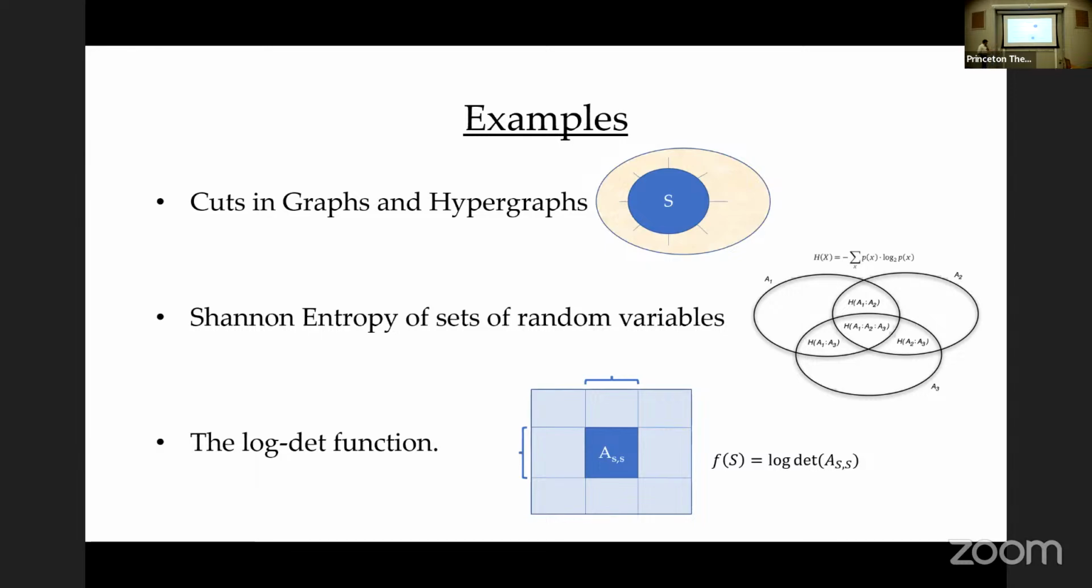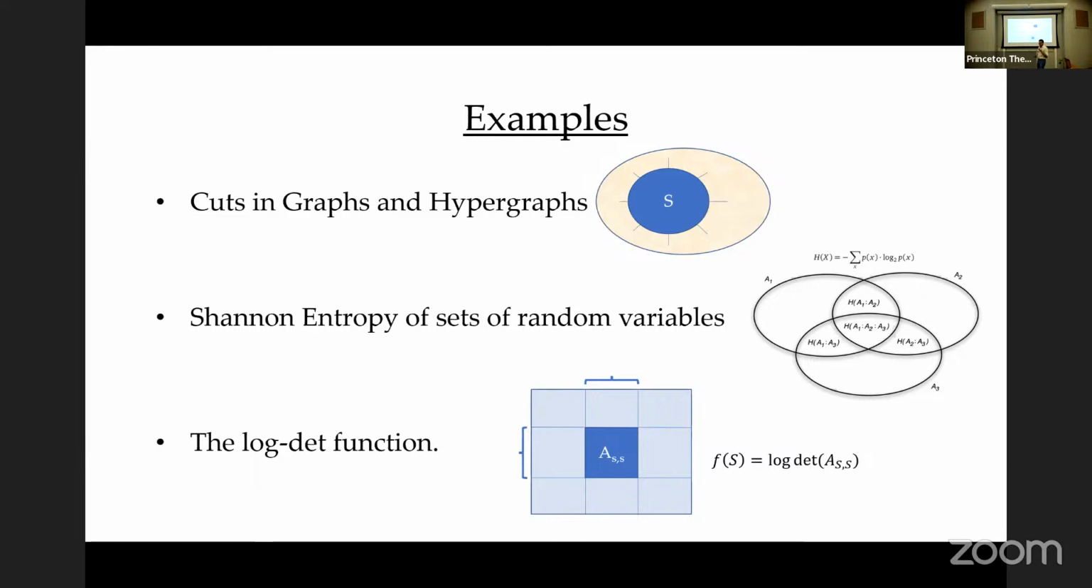But they arise in various other places. For example, if I have a PSD matrix, a positive semi-definite matrix, and I look at a subset of rows and columns, and take the determinant and the log of that, that turns out to be submodular. So they arise in many places, and in particular, in many combinatorial optimization problems.